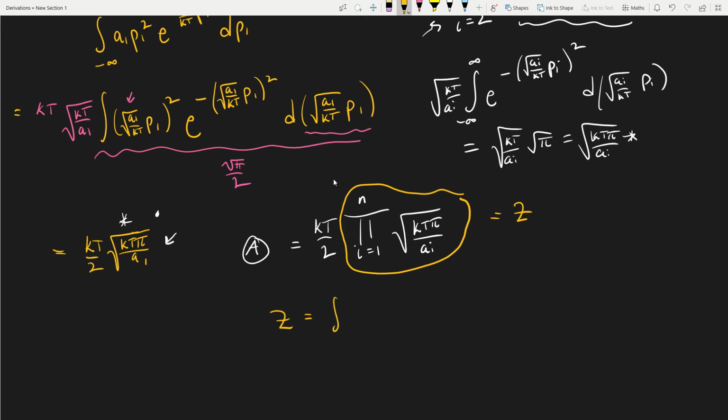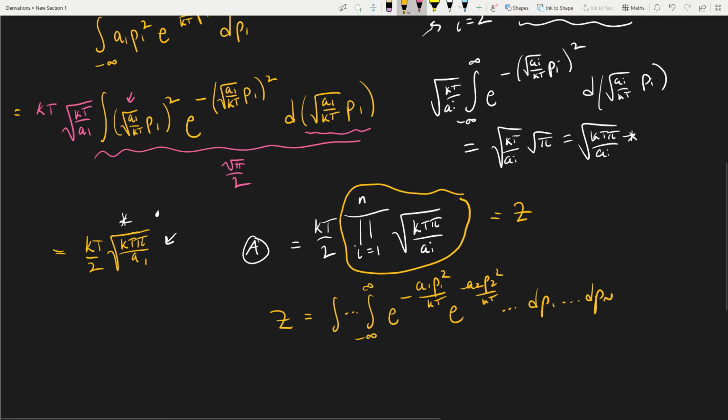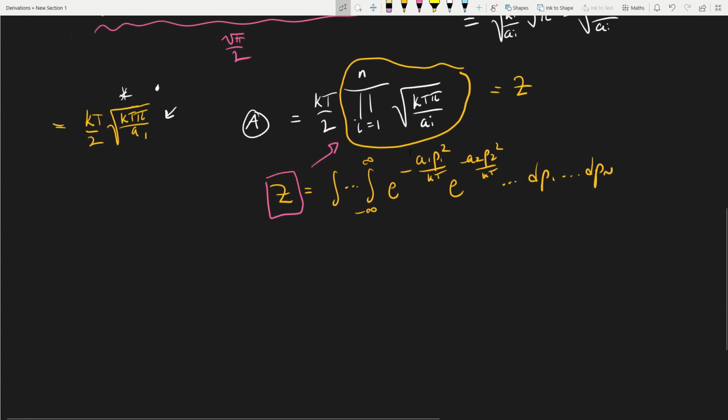case is going to equal the integral of e to the negative energy function. So we'll say a1 p1 squared over kT, a2 p2 squared over kT, and so on, dp1 all the way up to dpn. Now, everything runs from negative infinity to infinity, and maybe you can convince yourself that this Z is actually equal to this term. So we're almost there. The beauty is that it divides out.